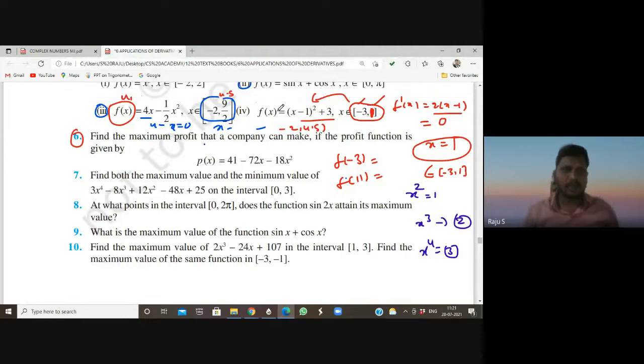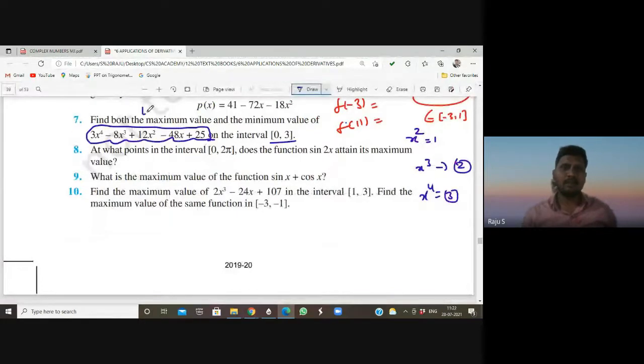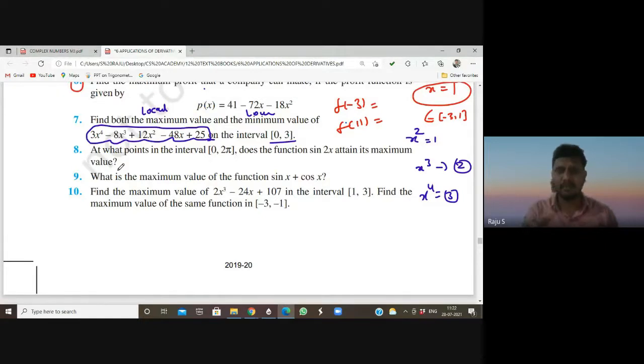Can you try this question? Find the critical values. Check whether the critical values belong to 0 to 3. After that, find f double dash of x. So we'll get the maximum value and minimum value. Here we'll get just the local maximum and local minimum. Particularly if they mention absolute maximum, absolute minimum, then at last you can write, therefore the absolute maximum is this and the absolute minimum is that.